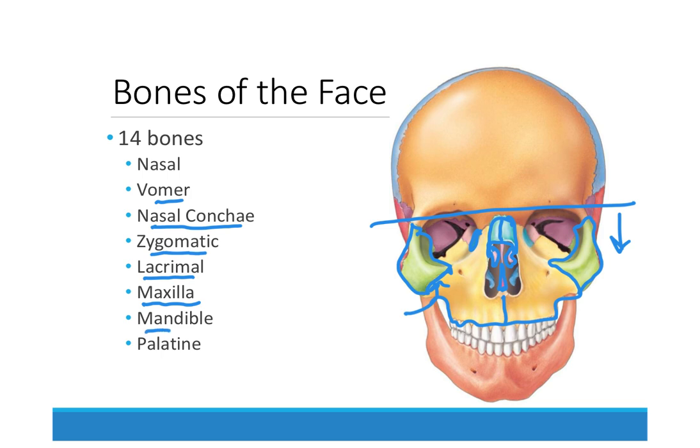The mandible, we already talked about when we were identifying the skeleton, is that lower jaw, and it's the only bone that's going to be freely movable on the skull. And then inside the mouth, we have the palatine bone, which we're going to see on the next slide.